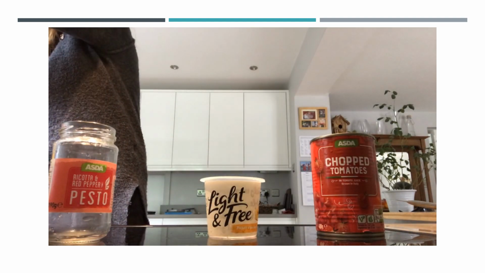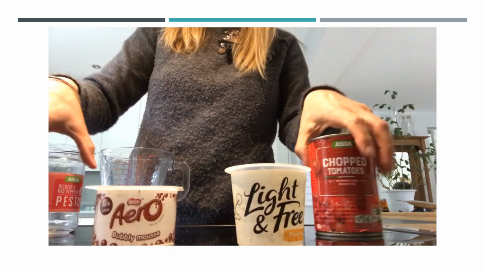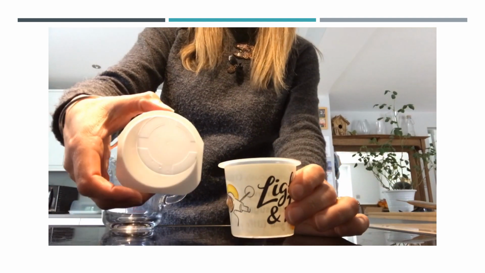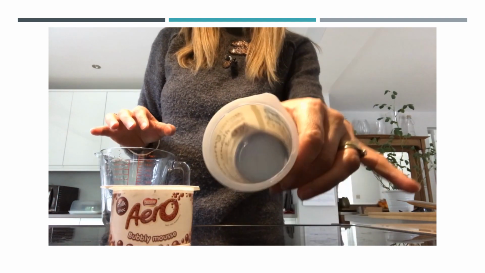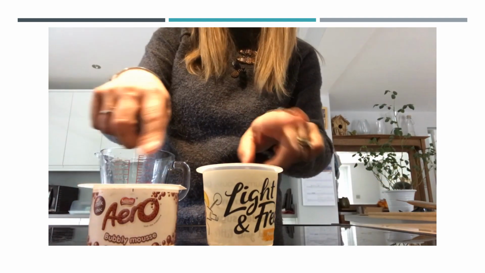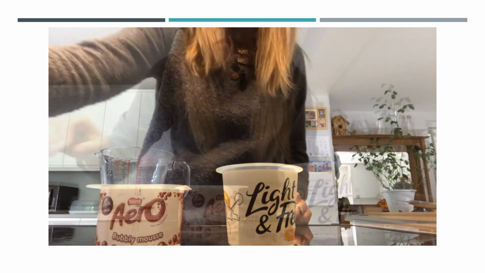Okay. So these 2 actually hold the same amount of liquid. Now this one is wider and shorter, and this one is taller and thinner. So can you see that although they're not the same shape or size, they hold the same amount of liquid?